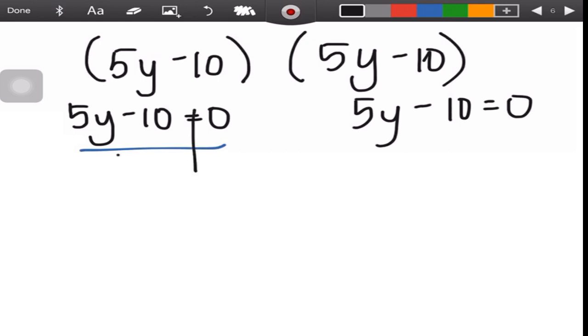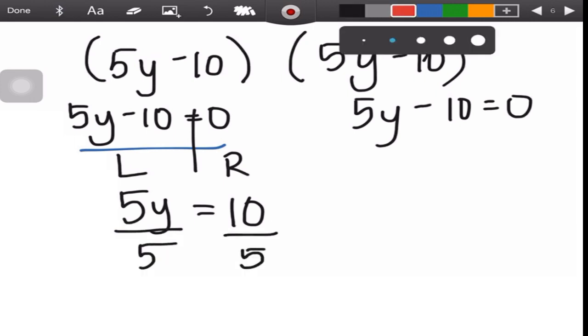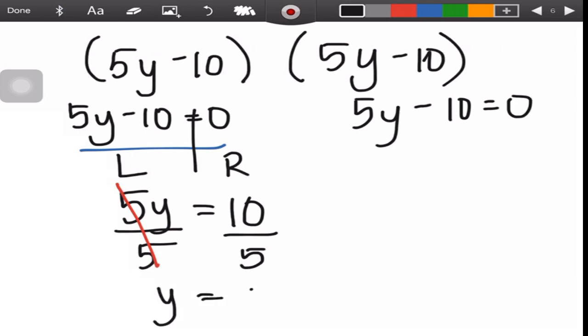So from the left side, we will transfer negative 10. It will become positive 10, and then 5y. Next, we will divide the equation by the numerical coefficient beside the variable. Here, our variable is y. What number is beside it? That is 5. So we will divide both sides by 5 to get the value of y. So we have 5 divided by 5, that is 1, and then we will just copy y. And then 10 over 5, that is 2.